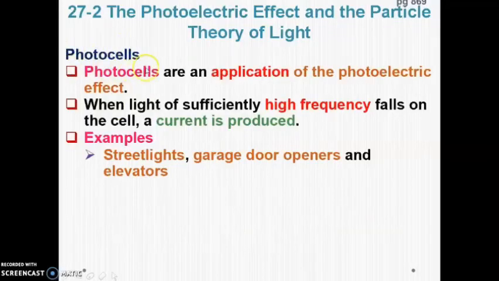Okay, photocells. Photocells are an application of the photoelectric effect. When light of sufficiently high frequency falls on the cell, a current is produced. For example, you have street lights, garage door openers, and also elevators.